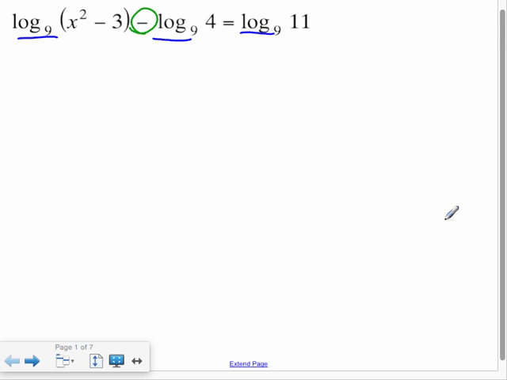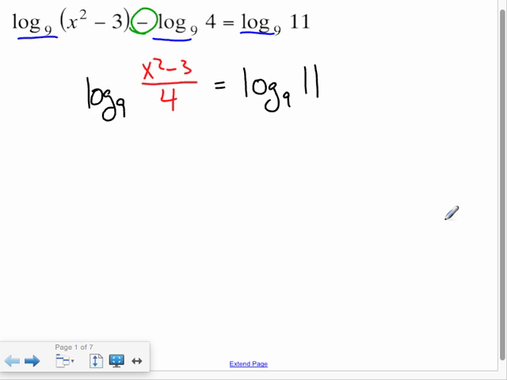So what I'm going to do is write my log base 9. Instead of rewriting everything, I will take the two items, my x squared minus 3 and my 4, and I am dividing them. And of course, that's just going to equal log base 9 of 11.